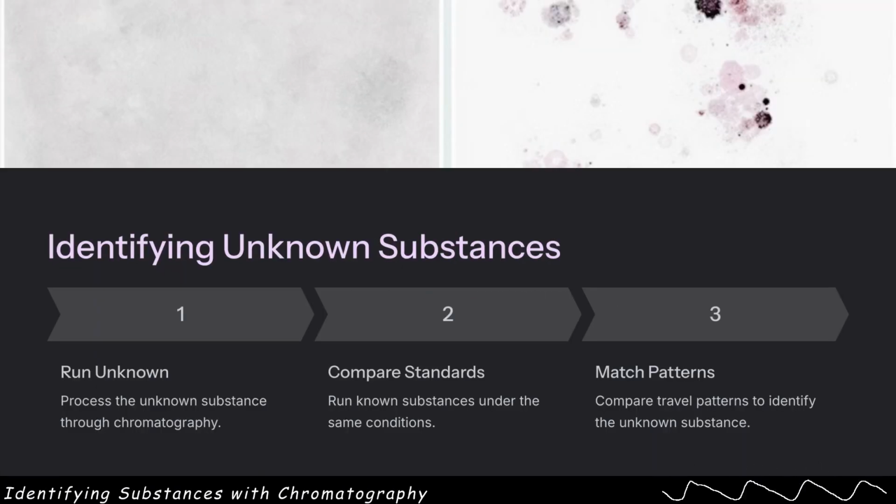Chromatography can identify unknown substances by comparing their behavior to known standards run under the same conditions. It's like having a fingerprint database for molecules. We can match the unknown substance's travel pattern to known compounds. It's exactly like being a detective at a high school dance. Let's say you find a mysterious footprint in spilled punch. To figure out who made it, you compare it to the shoes of everyone at the dance under the same conditions, same floor, same punch. That's what we do in chromatography. We run our mystery molecule alongside known substances and say, aha, this unknown compound traveled exactly like caffeine did. And just like that, mystery solved.